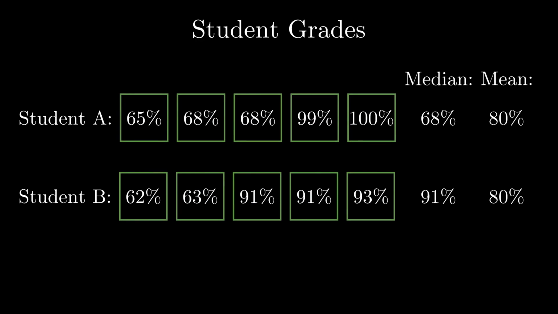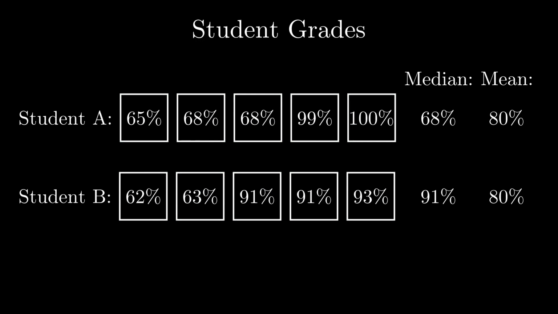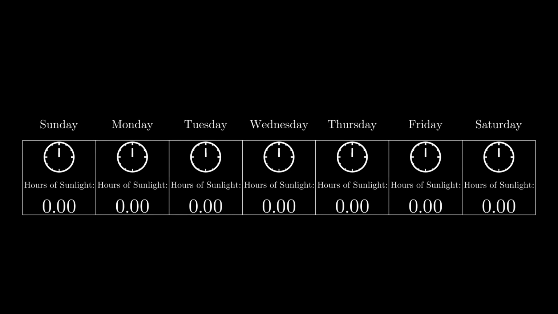Both student A and student B had a mean grade of 80. This seems to do a better job reflecting the true state of their grades. I will leave you to think of one other point where the mean may actually be preferable to the median.